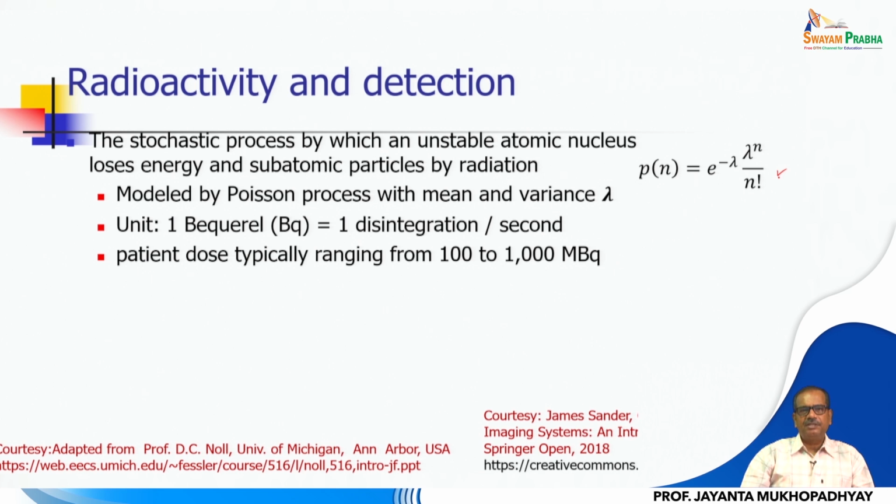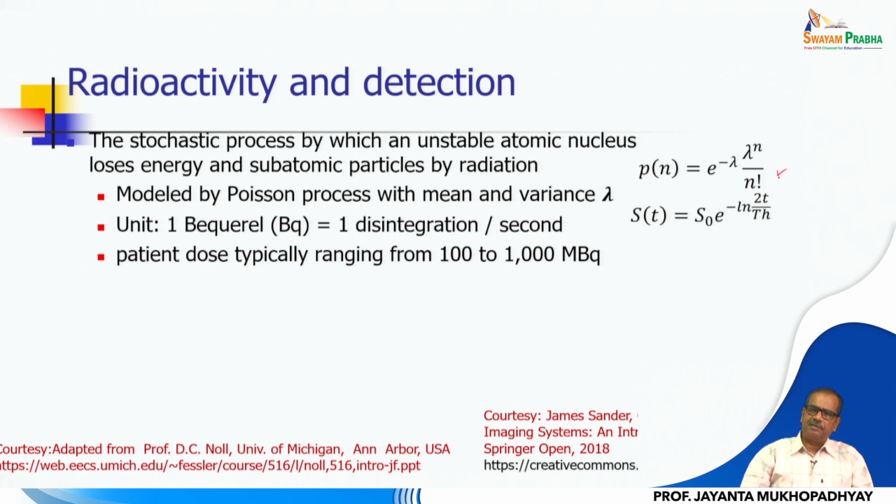So, patient dose typically ranges from 100 to 1000 megabecquerel. You see that it is a very small unit, and the amount of activity of the isotope is expressed by this unit. The higher this number, the higher the amount of radiation, the radioactive dose.